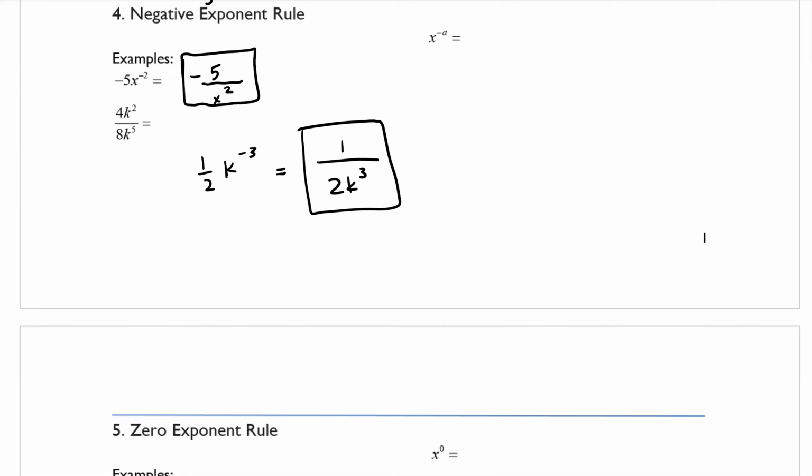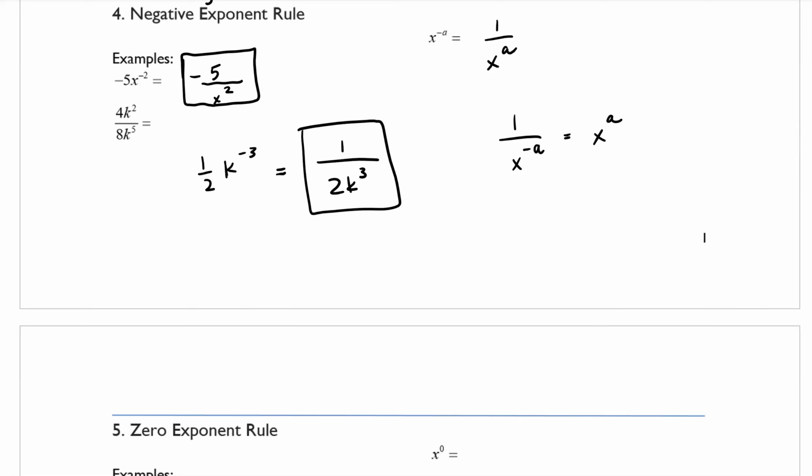So in general, if we have x to the power of negative a, then that is equivalent to 1 over x to the a power, like that. Let me just give you another quick example. If you had 1 over x to the negative a power, like that, then because it's negative in the denominator, if we brought that up to the numerator, it would be equivalent to x to the power of a, like that.